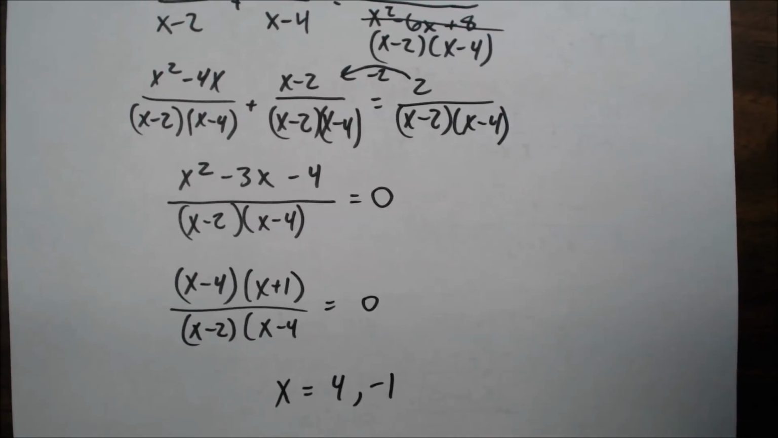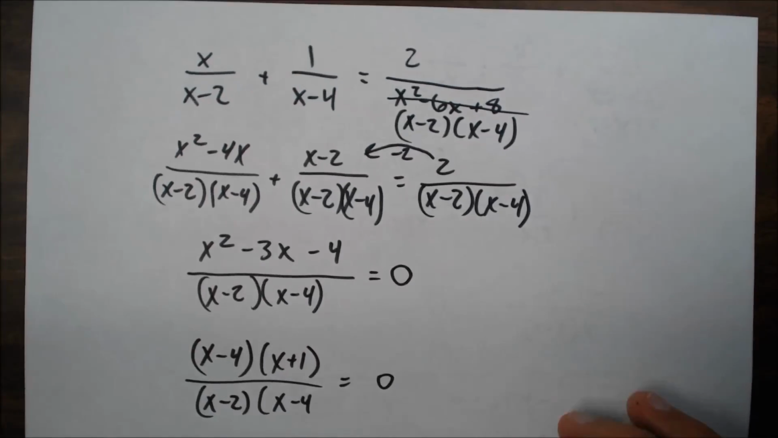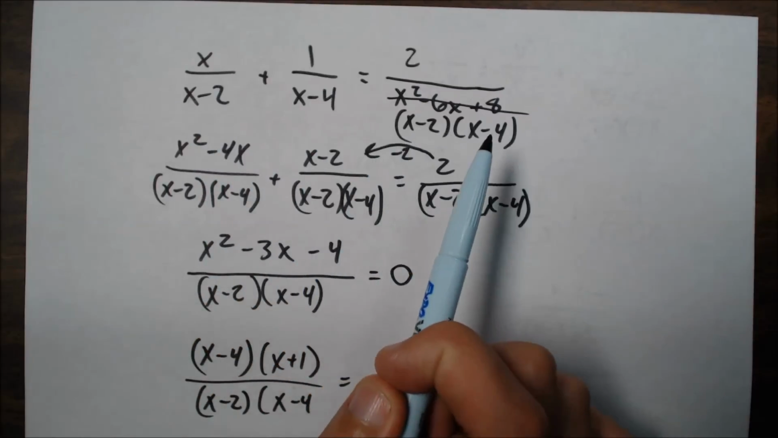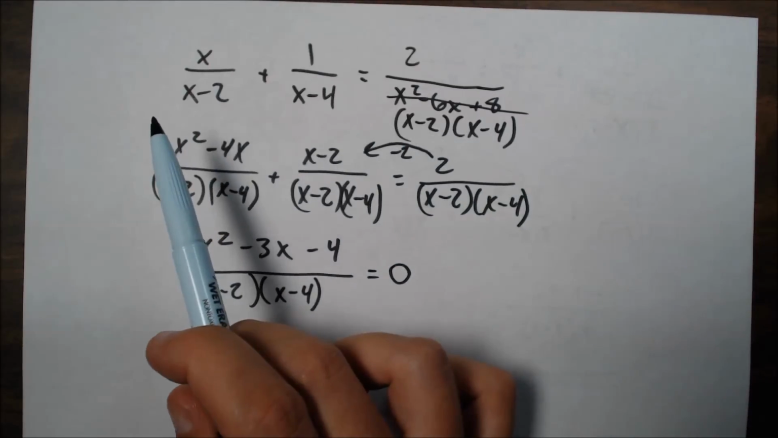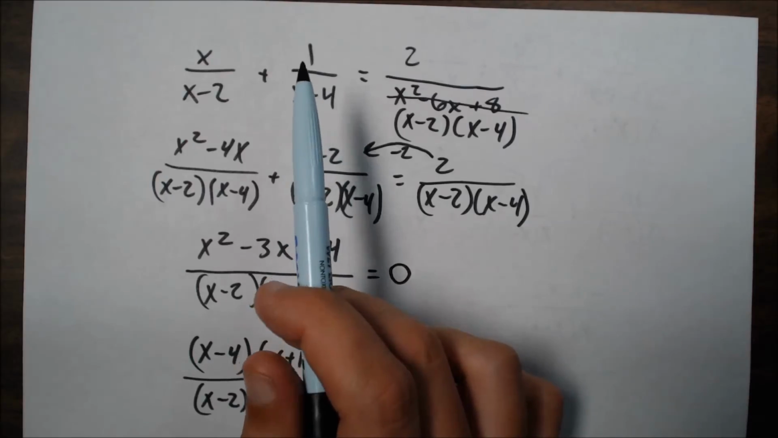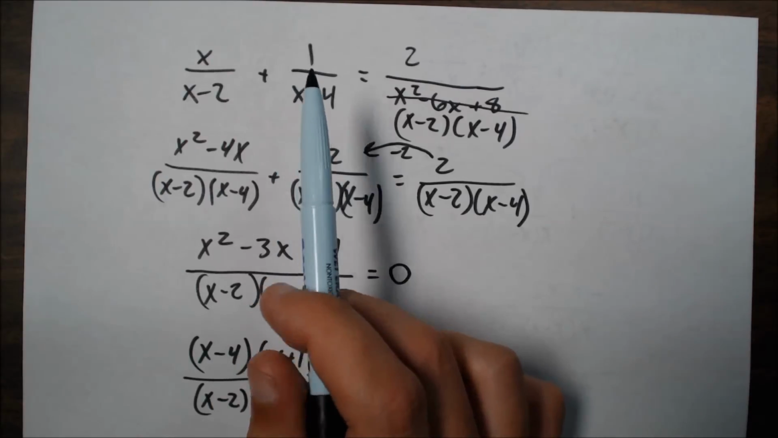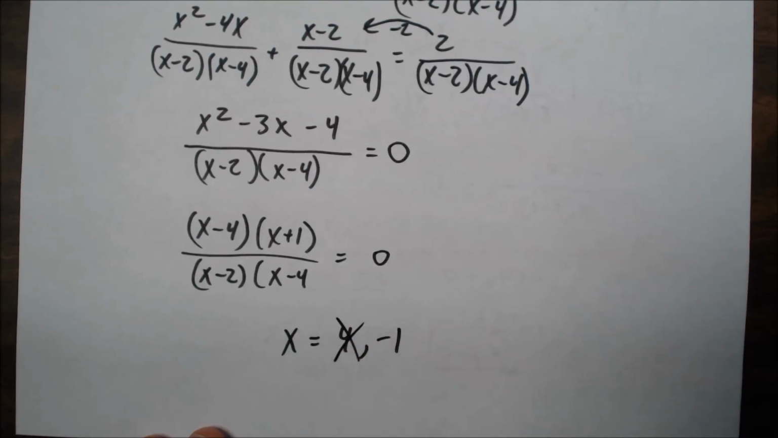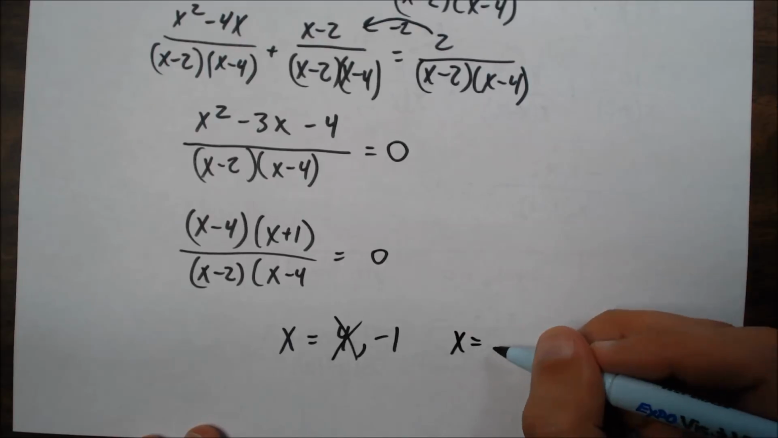But we have to check for extraneous solutions. If I were to plug in a 4 or a -1 back in the original problem, the -1 would be okay. I could plug in a -1 into any of these denominators and be okay. But if I plug in a 4, I'm going to get a 0 right here. And it only takes 1. If you see a 0 anywhere in the denominator, then that is an extraneous solution. So the only real solution is x equals -1.